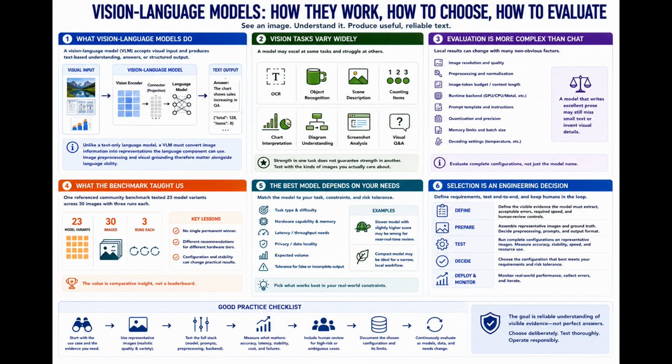The best model depends on task, hardware, latency, privacy, expected volume, and tolerance for false or incomplete output. A slower model with a slightly higher score may be wrong for near real-time review, while a compact model may be ideal for a narrow local workflow. Selection is an engineering decision. Define visible evidence the model must extract, acceptable errors, required speed, and human review controls, then test complete configurations on representative images.